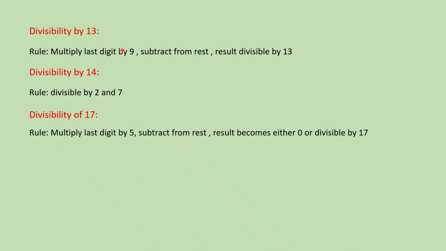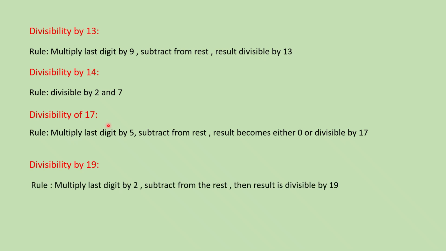It's like the 13 and 7 rules that you have seen, but here for divisibility by 17 you use 5. The last digit should be multiplied by 5, and the result has to be subtracted from the rest of the number. Then if you get the answer 0 or a multiple of 17, the number is divisible by 17. Let's see the divisibility by 19.